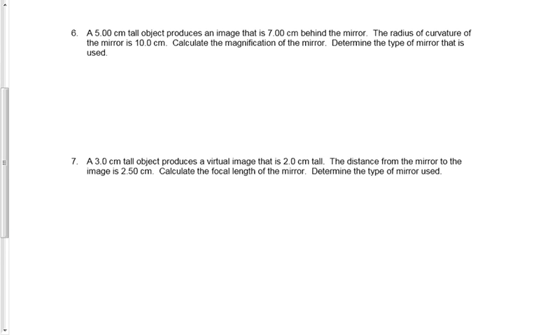6 says a 5 centimeter tall object produces an image that's 7 centimeters behind the mirror. The radius of curvature is 10 centimeters. We're going to say the focal length is 5 centimeters. Hey, this bothers me a little bit, though. 7 centimeters behind the mirror. What is that telling us exactly? That the image is behind the mirror.